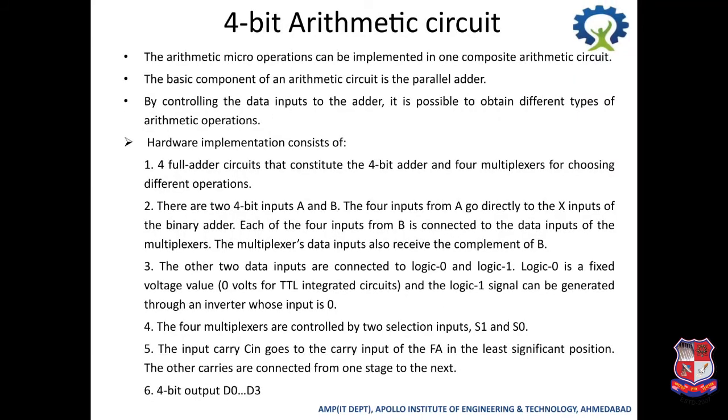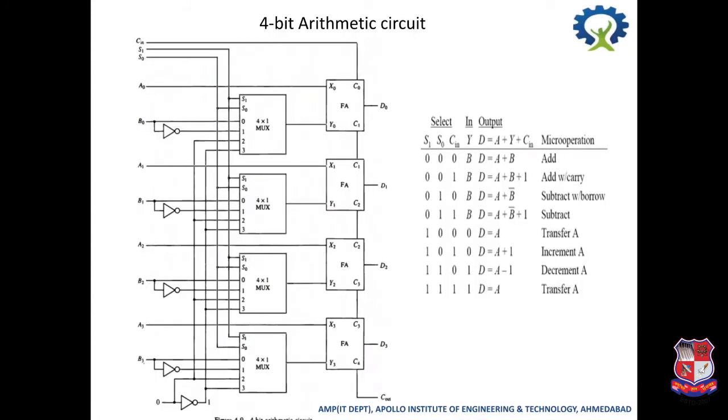Now next is the 4-bit arithmetic circuit. This is one composite arithmetic circuit that performs all the arithmetic micro operations in one circuit. We will see the hardware implementation of this first. This is the hardware implementation of our 4-bit arithmetic circuit. In this circuit, all the arithmetic micro operations are commonly performed in one circuit.